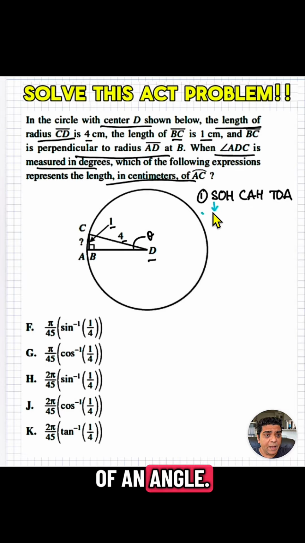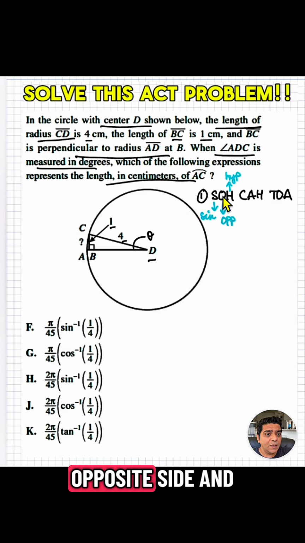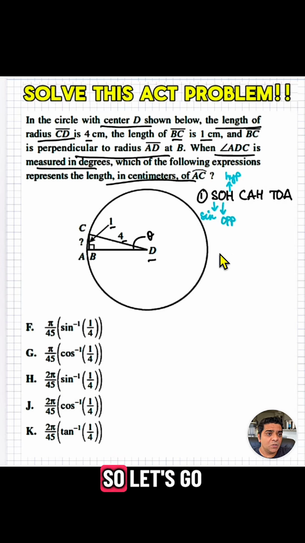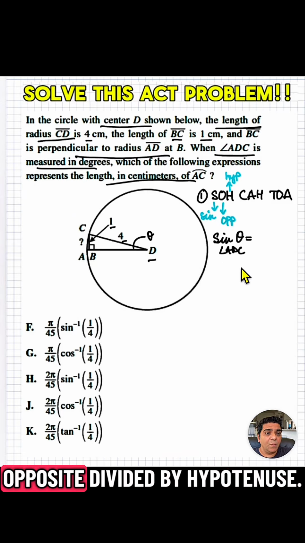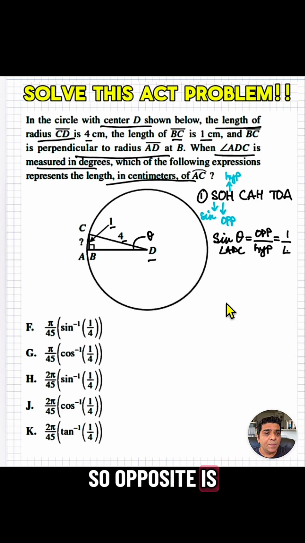S is the sine of an angle, let's call this theta, ADC. O is the opposite side and H is the hypotenuse. So let's go ahead and write our formula then. Sine theta equals opposite divided by hypotenuse. So opposite is 1 and hypotenuse is 4, so 1 divided by 4. Okay, so that's our sine theta.